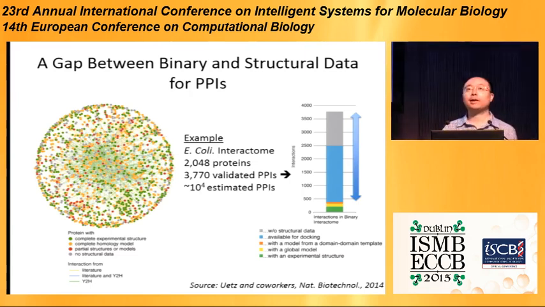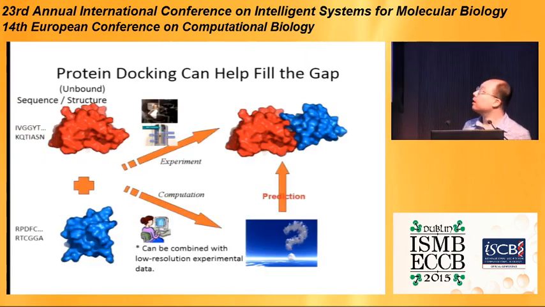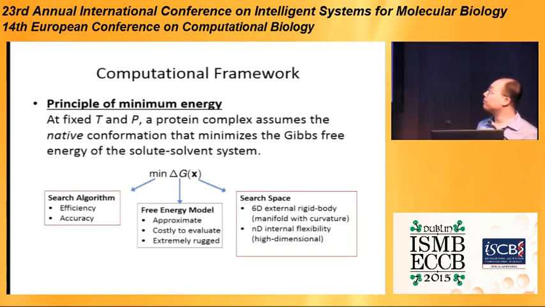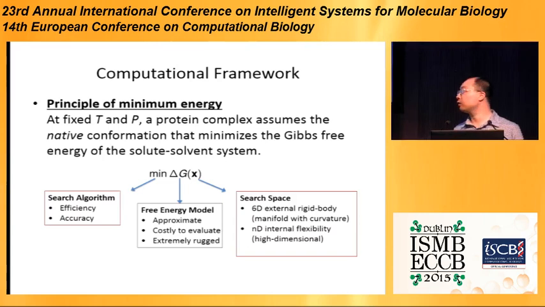So we believe that computational methods, for instance, protein docking, can help fill the gap. It starts with individual protein sequences and structures, and it can help predict the structures of the bound complex. And this can be combined with relatively low-resolution partial information from experiments. So this problem can be solved computationally thanks to the free energy minimum principle. From the perspective of free energy minimization, there are three factors. Each factor actually presents its unique computational challenge.